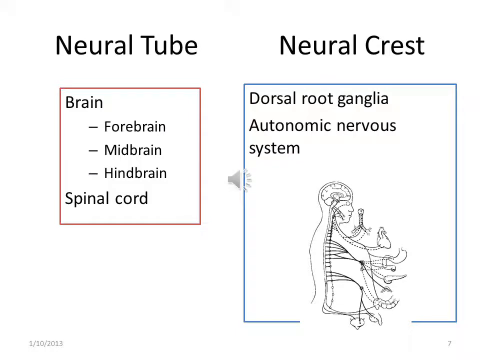This slide lists for you the structures that form from the neural tube and from the neural crest. So the neural tube forms the brain and spinal cord. The neural crest, the cells that migrate throughout the body, form the dorsal root ganglia and the autonomic nervous system.